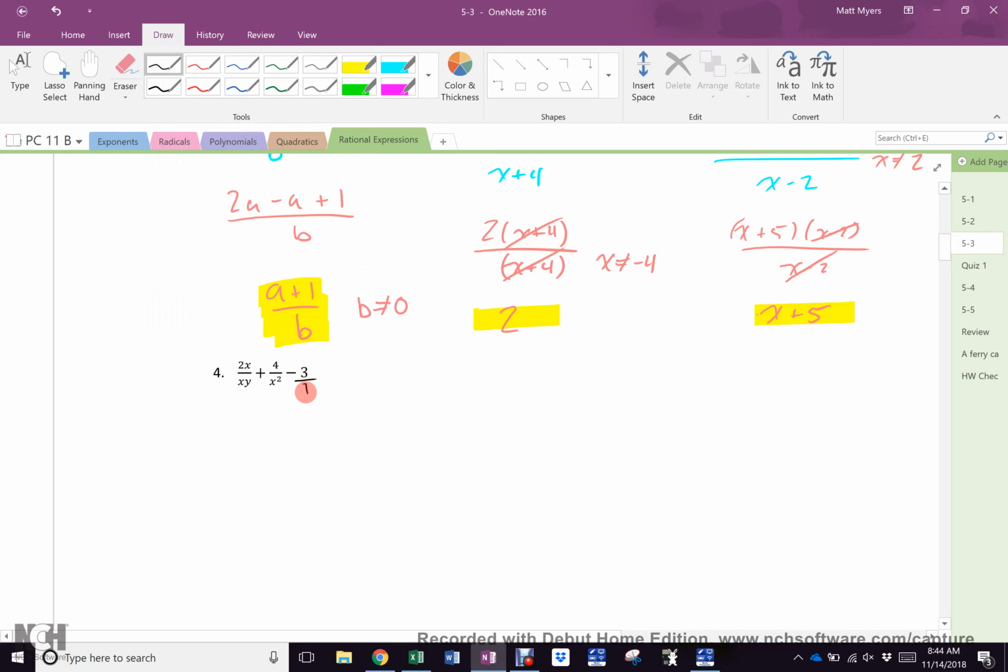Now, what is my common denominator? How do I find it? Multiply all the denominators together, right? So my LCD, lowest common denominator, equals xy times x times 1. What is it? X cubed? X squared, because it's x squared. X squared, cubed. Y. Does everyone agree?